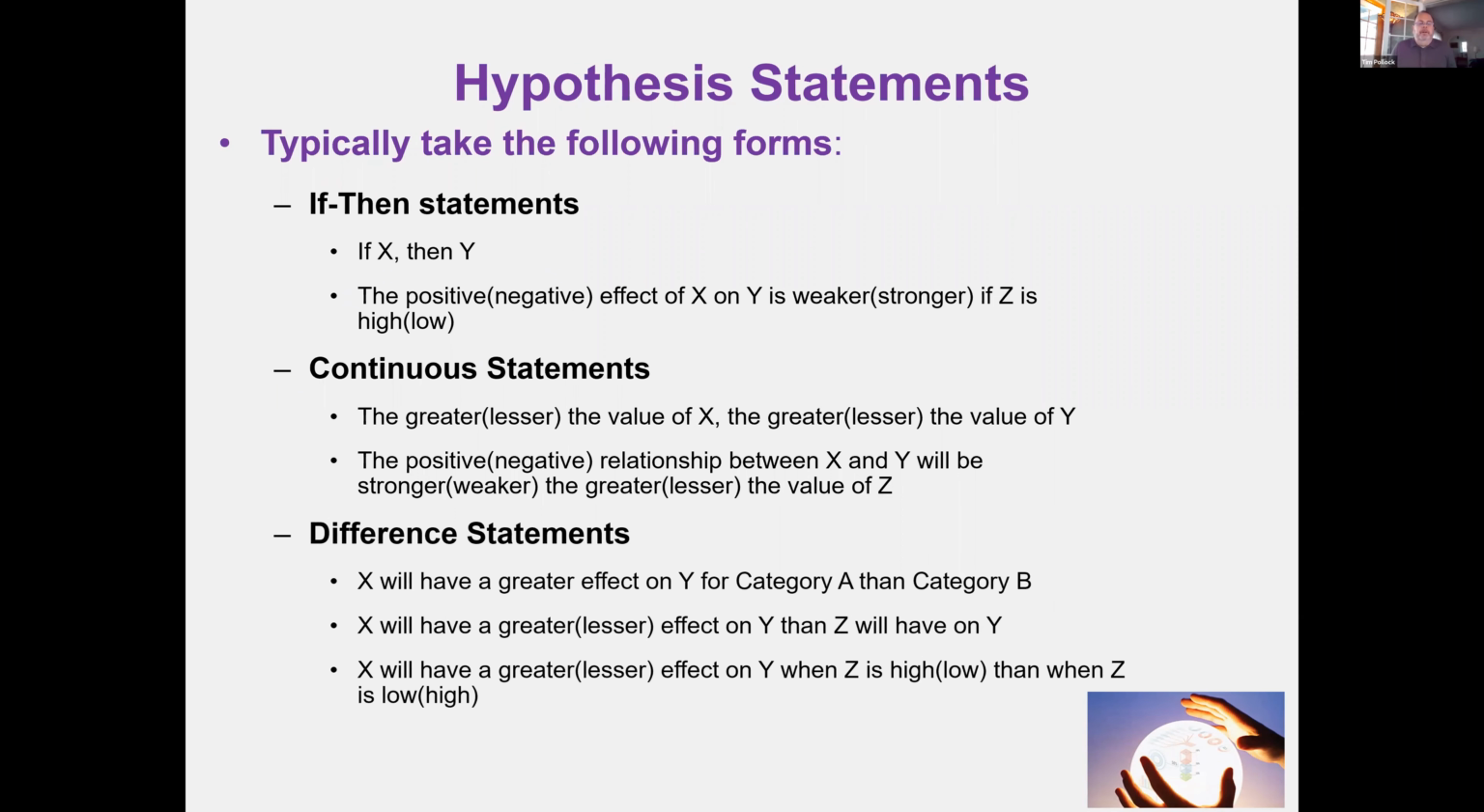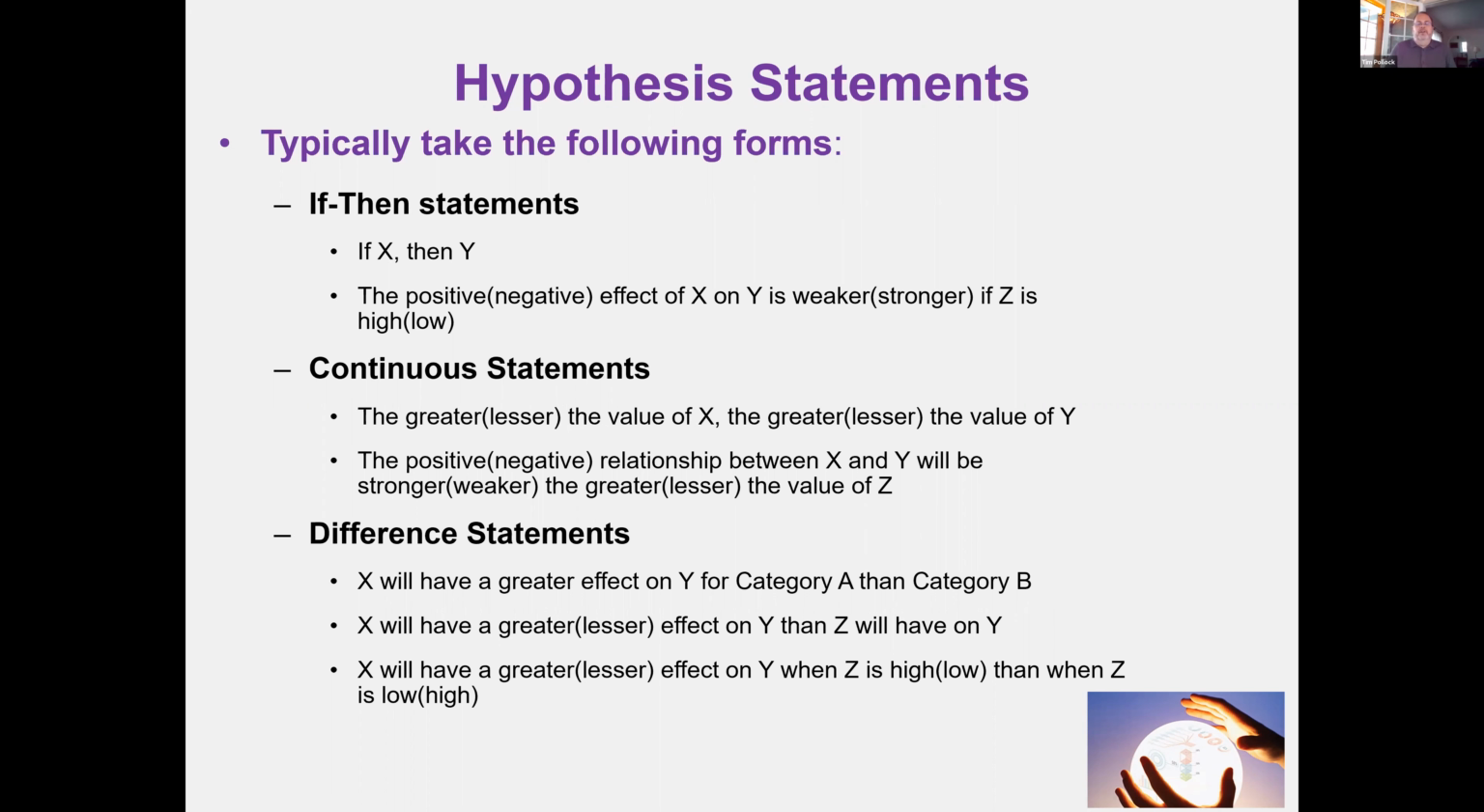That would be an example of a continuous moderator hypothesis. The third type are different statements. This is where we would argue that, for example, X will have a greater effect on Y for category A than for category B. So we have some sort of comparison that we are making between two measures. So the effect of media coverage on the likelihood of CEO dismissal will be greater for high reputation CEOs than high status CEOs would be an example.